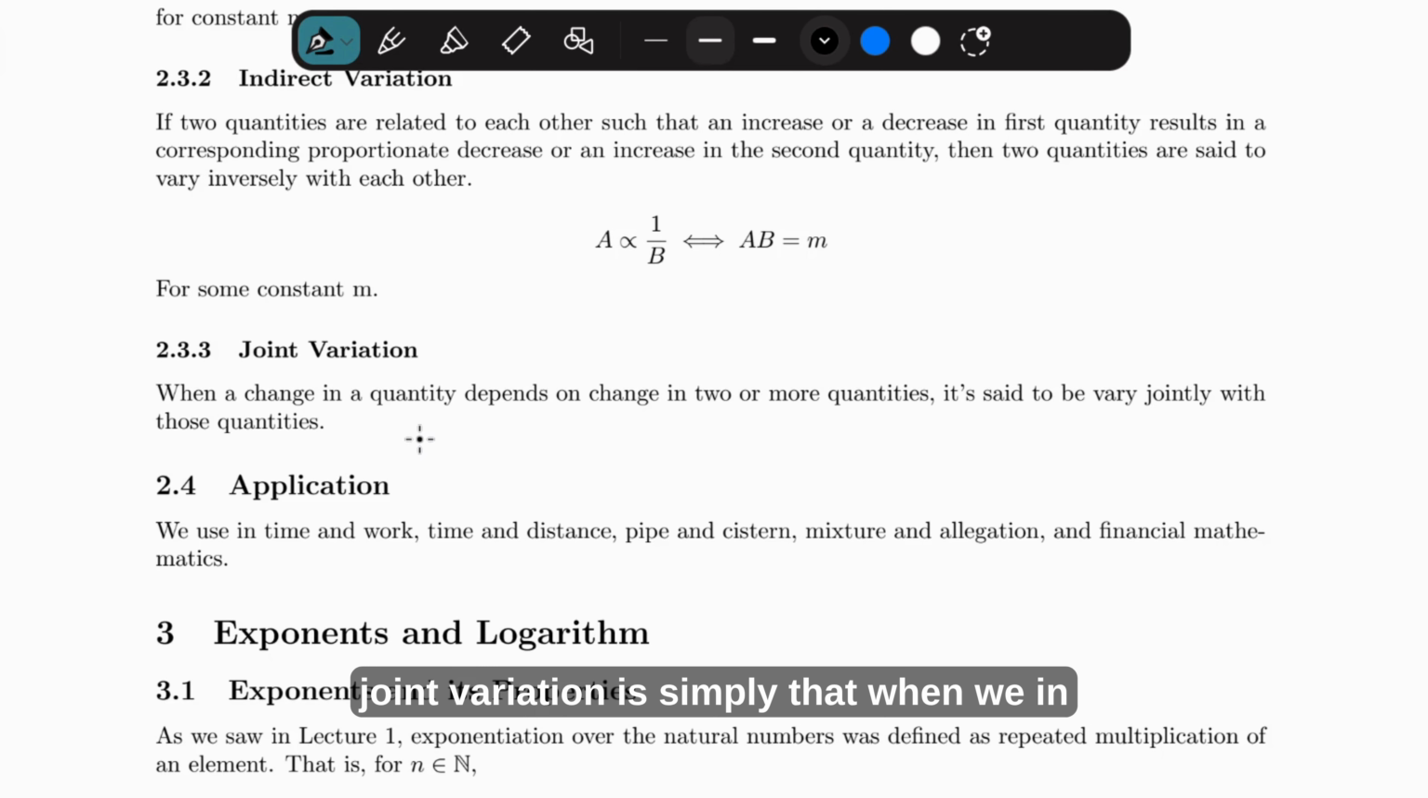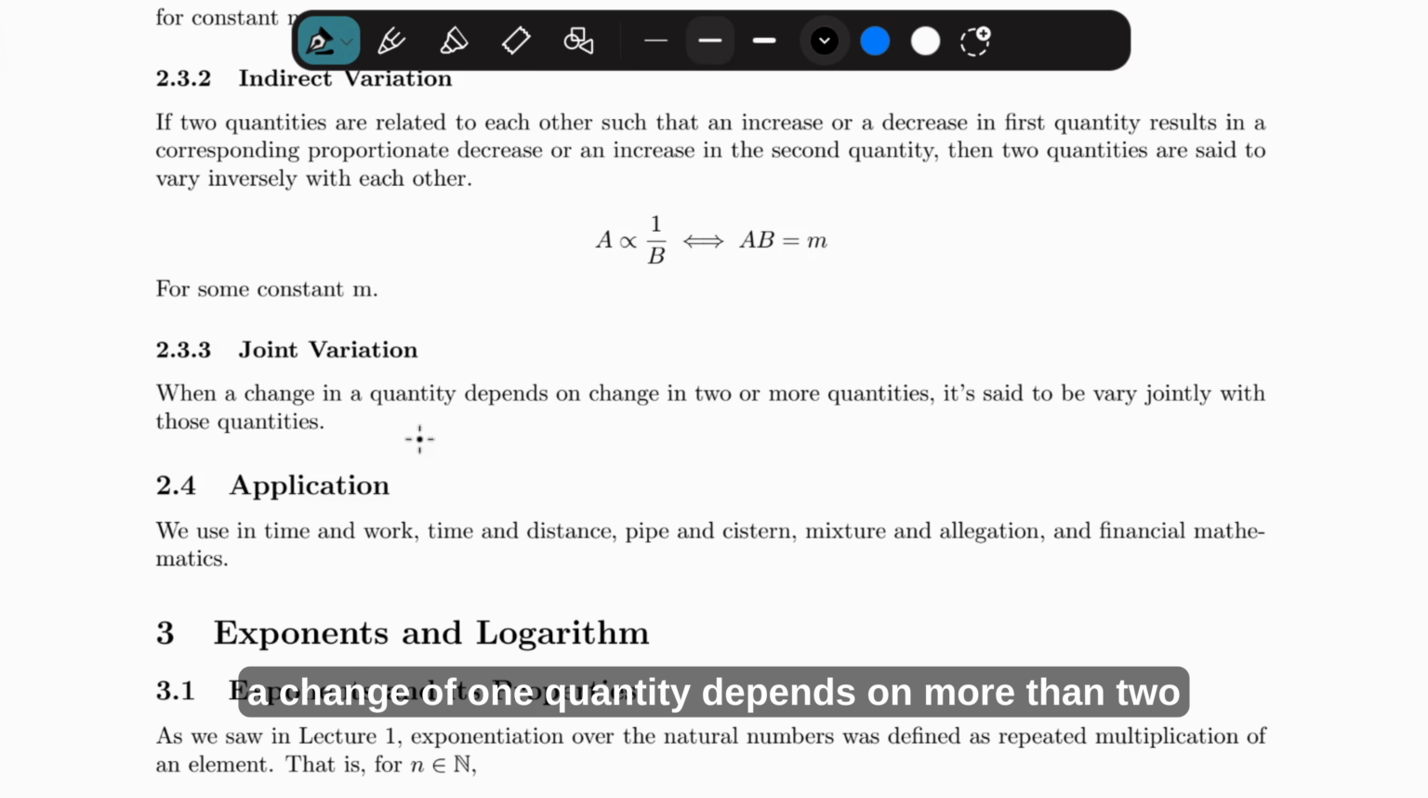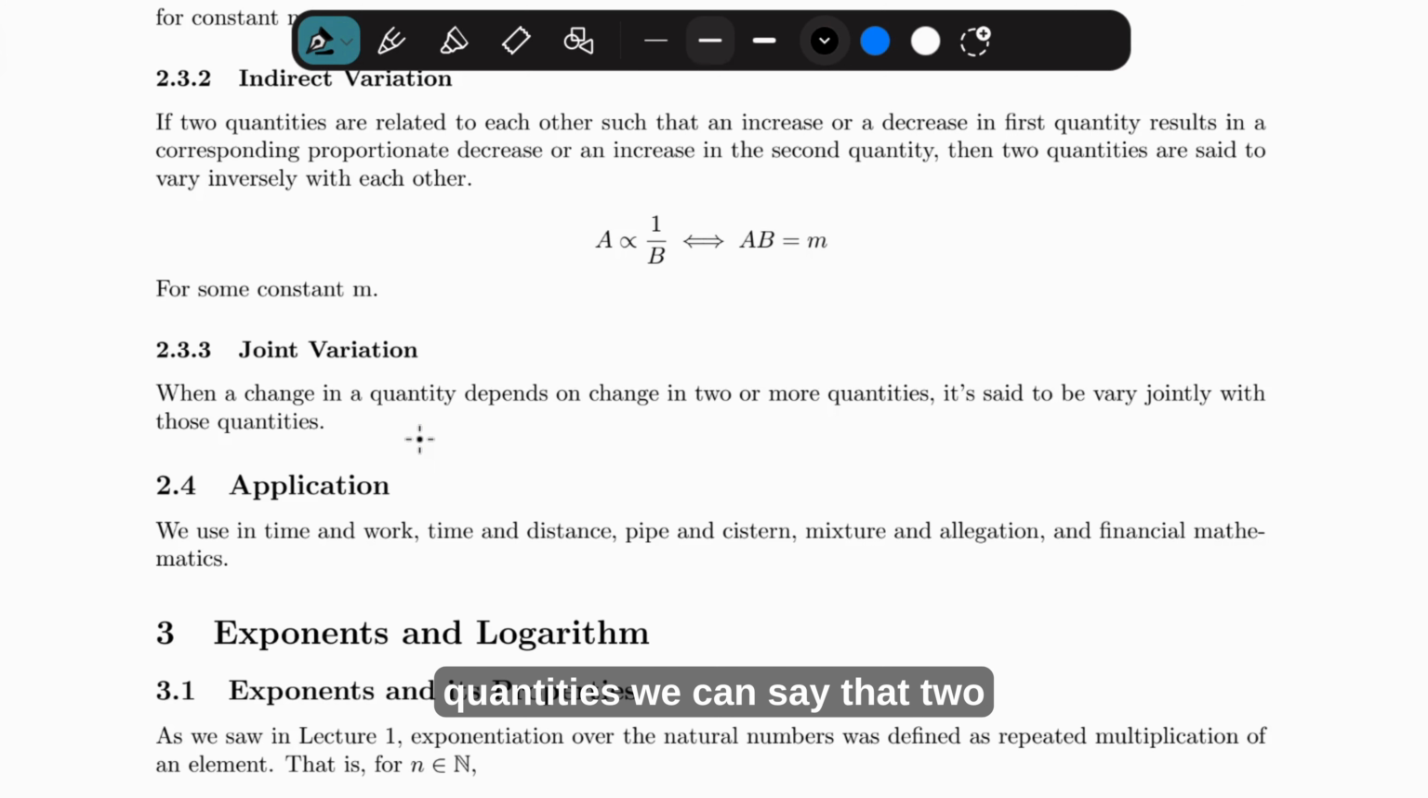So joint variation is simply that when the change of one quantity depends on two or more other quantities, we say that this is in joint variation.